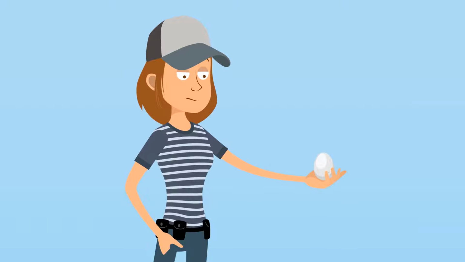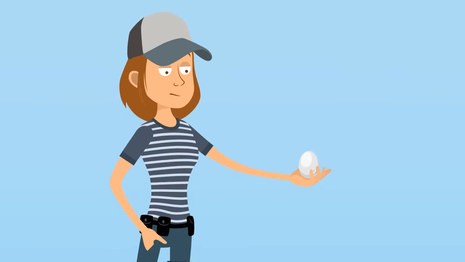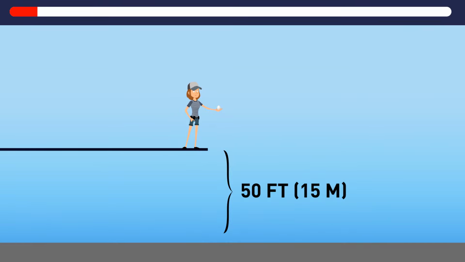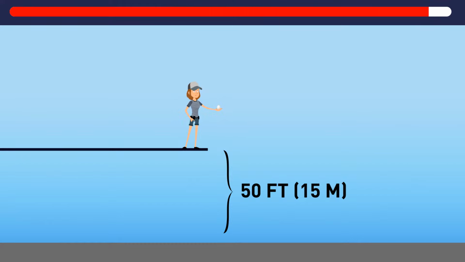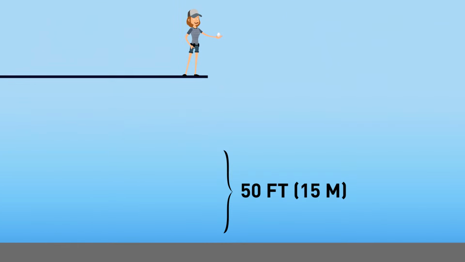You need to make sure that an egg falls 50 feet and doesn't break. You can't slow down its fall or cushion its landing. How will you do it? Drop the egg from a height bigger than 50 feet, and for the first 50 feet, it won't break.